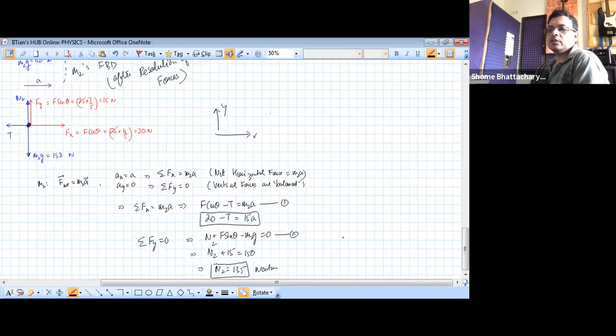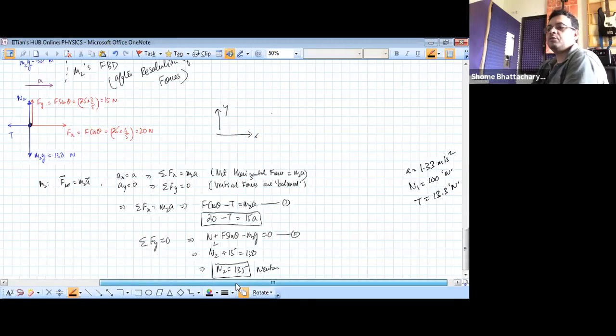Like I've solved this, now I want you to solve the two equations, the vertical and horizontal equation, for the first block M1 also. On solving you should be getting the acceleration as 1.33 m/s². N2 you already got as 135, whereas N1 you will get as 100 newtons. And you should get the tension as 13.3 newtons.